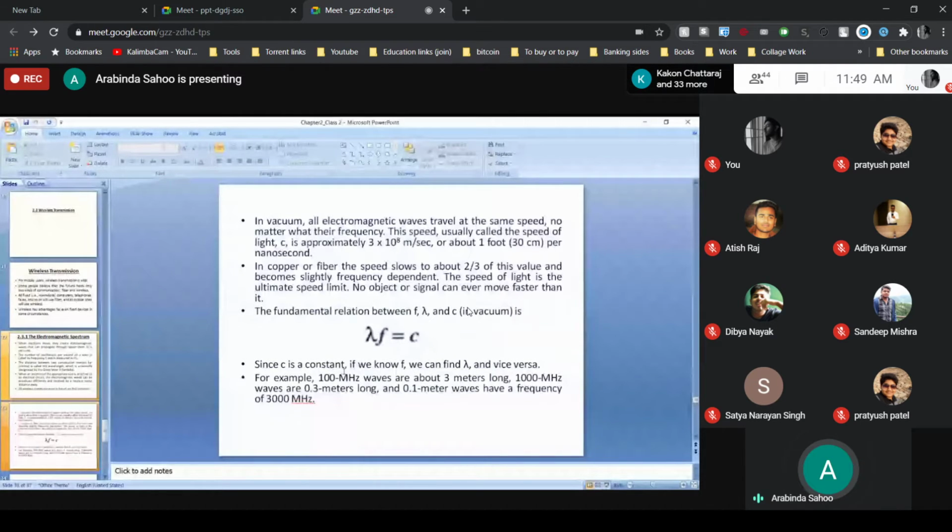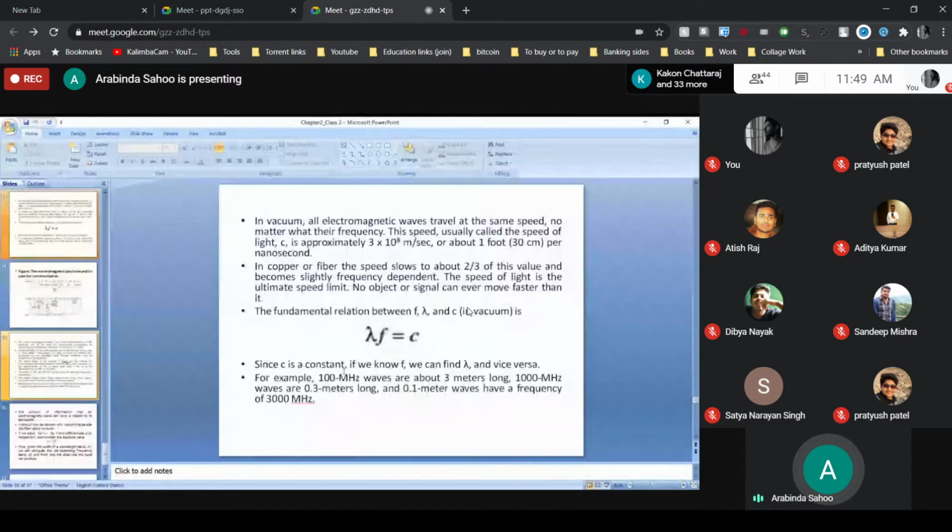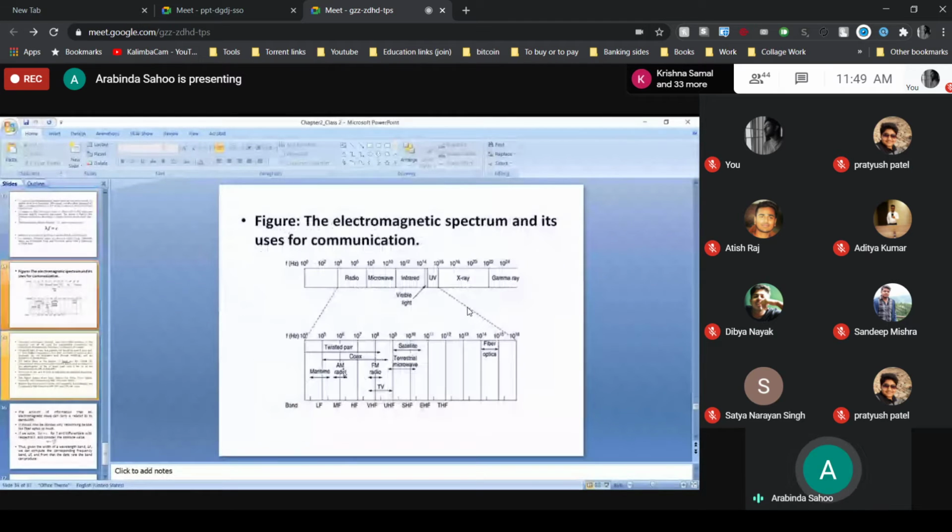Next, the frequency of transmission is one of the important parameters. This frequency is divided into different spectrum. This is very important, so in your copy, all of you draw this diagram. What are the different frequency bands associated with and used for communication? Depending upon the frequency band, it has a different name. So this figure, all of you write down in your copy.